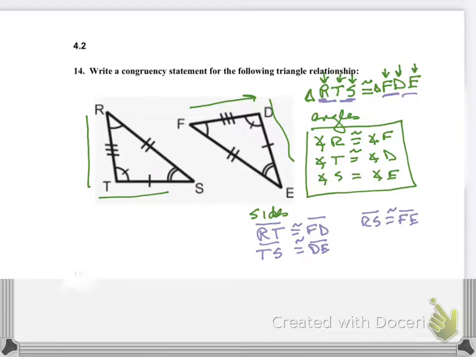Okay, so look at my figure. Is it true that RT and FD have the same symbols? Yes. Look again. Is it true that TS and DE have the same symbols? And is it true that RS and FE have the same symbols? And I can say yes, it is. So that completes that. Okay, so remember, on your quiz, I'm going to ask you to give me the pairs of angles and the pairs of sides with all the correct notation. So be able to do that. Be able also to write a congruency statement given a triangle with these kind of notations. Okay, that brings us to 15.